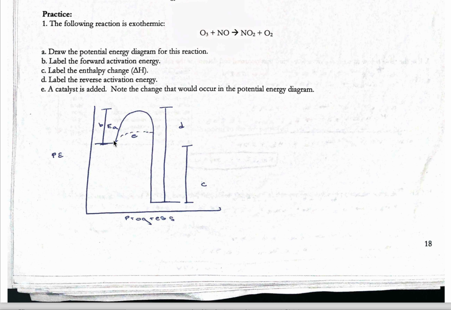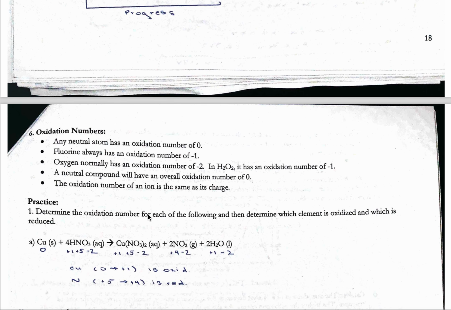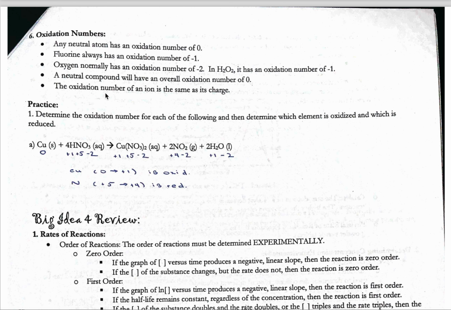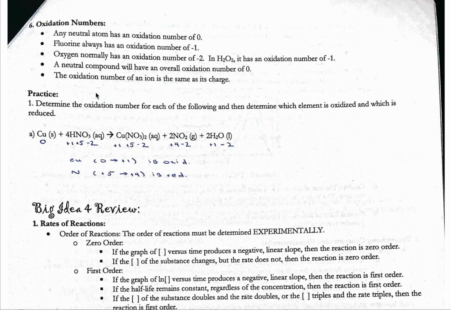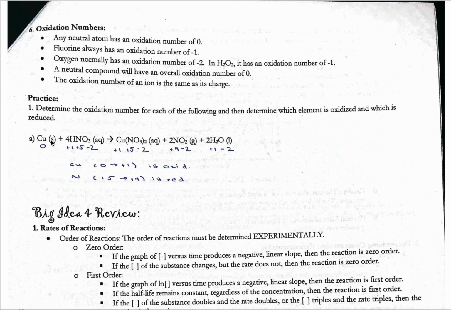Remember, the only other thing from Big Idea 4 for you to know, the higher your peak, the higher your activation energy, the slower your reaction is. All right, last problem. Oxidation numbers, please look over these rules and make sure you're comfortable with them. So copper here has an oxidation number of 0 because it's by itself. Then I go here, I look at HNO3. Oxygen is -2. There are 3 of them though, so that'll be a total of -6. But remember, the oxidation number is -2.